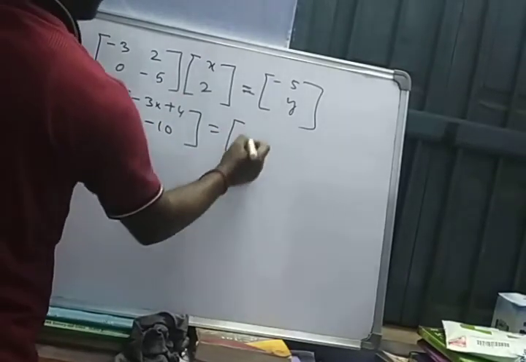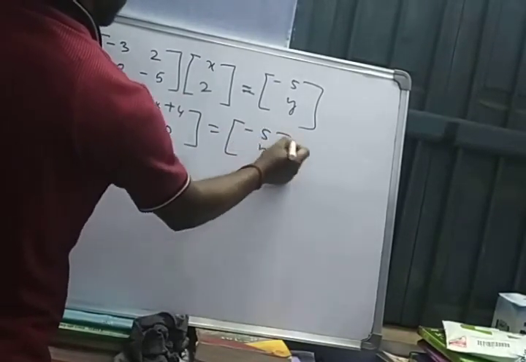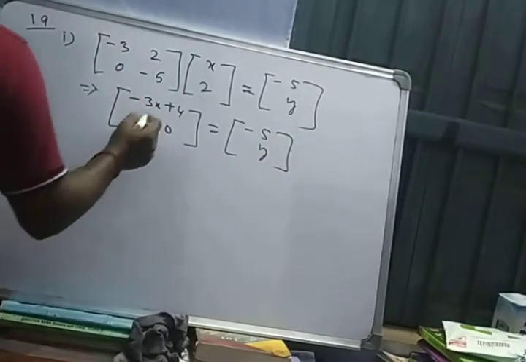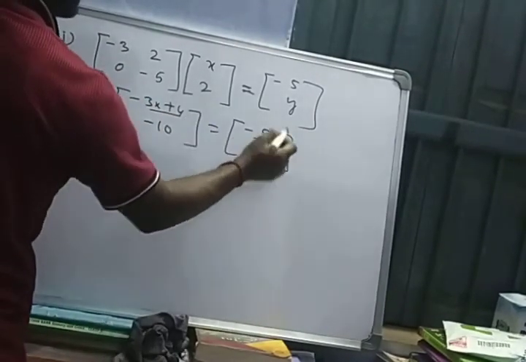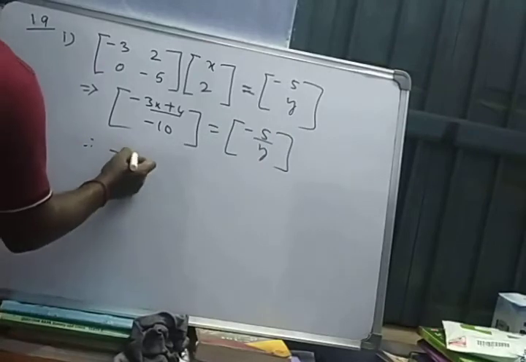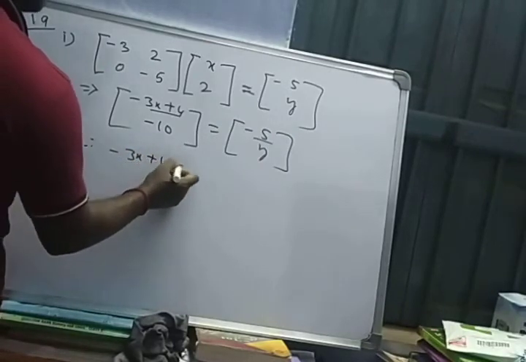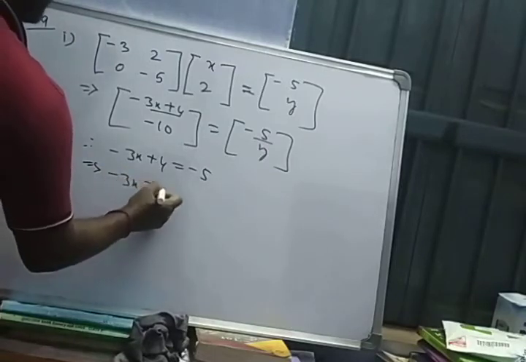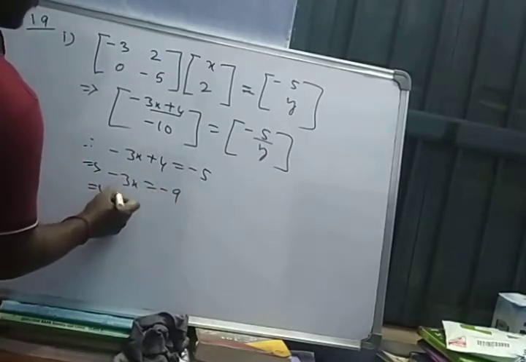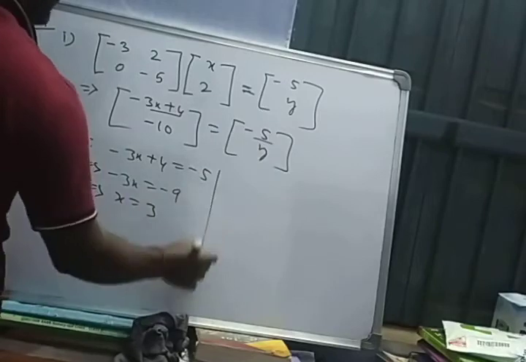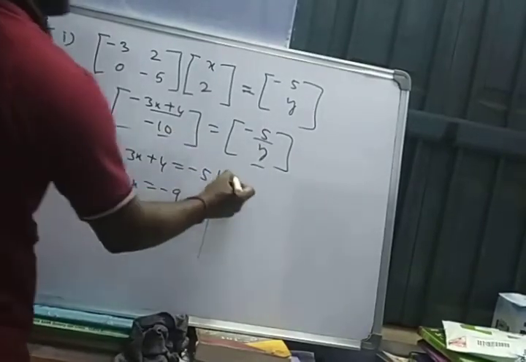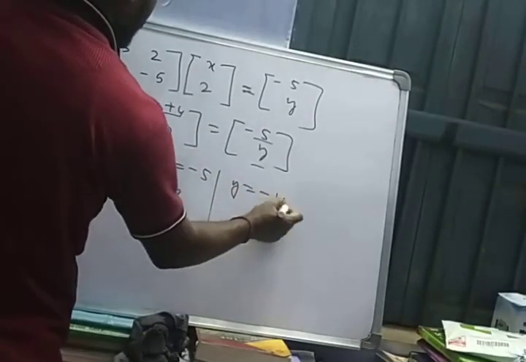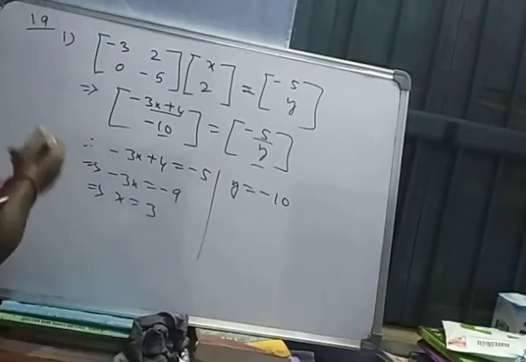Equals to minus 5y. Now by equality of matrix we can say that this must be equal to this. Therefore minus 3x plus 4 equals to minus 5, or minus 3x equals to minus 9, or x equals to 3. And from this equality we can say that y equals to minus 10. We got the value of x and y. Okay.